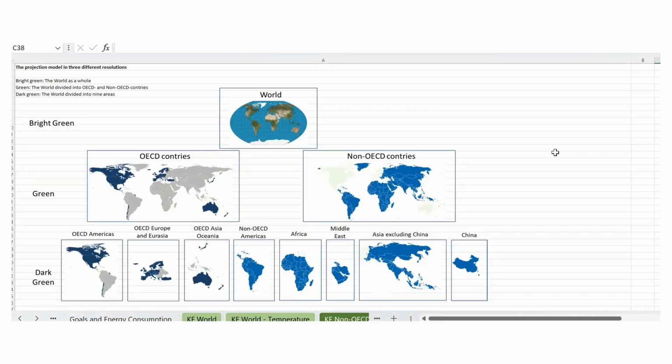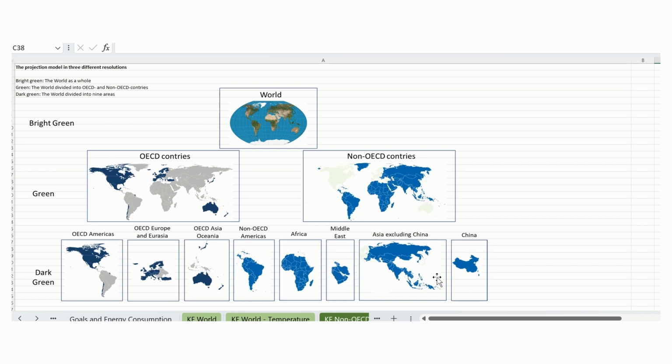Now I'm inside the Excel sheet that contains the climate scenario model. As a user, the first thing you have to decide is the level of detail you want to use when projecting the world's energy system. You can choose to count on the world as a whole. Here is the bright green. You can choose to count on the world divided in OECD countries and non-OECD countries. It's the green. And you can choose to count on the world divided in 9 areas.